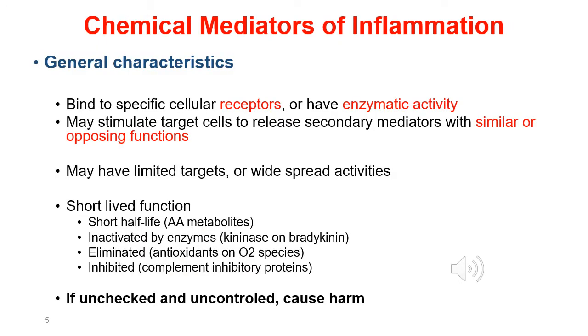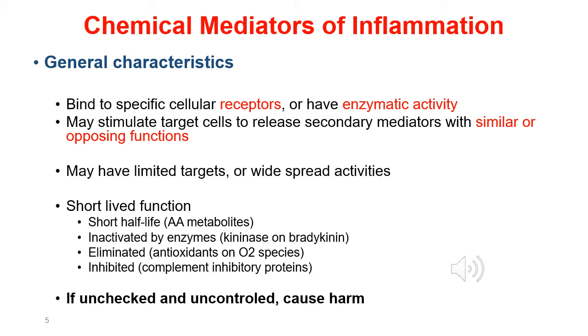There are some general characteristics for all the chemical mediators of inflammation. These mediators can bind to specific cellular receptors, as we have already seen, where these mediators can bind to a ligand or a receptor on the cell itself, or have a generalized enzymatic activity to induce or augment further inflammation, for example, or to suppress the function of some of the secretions of other cells.